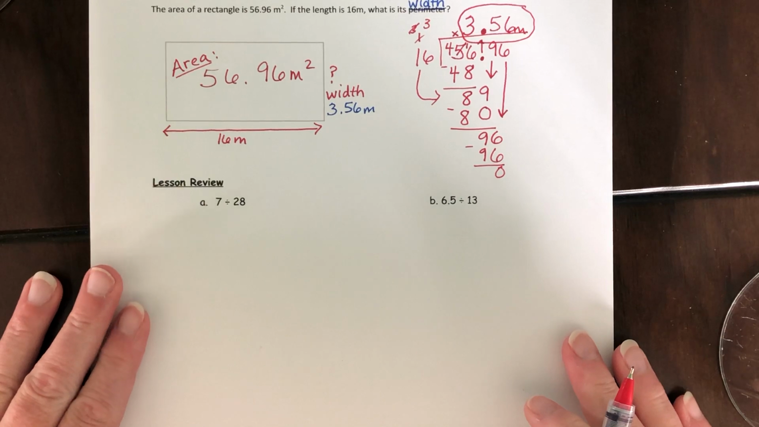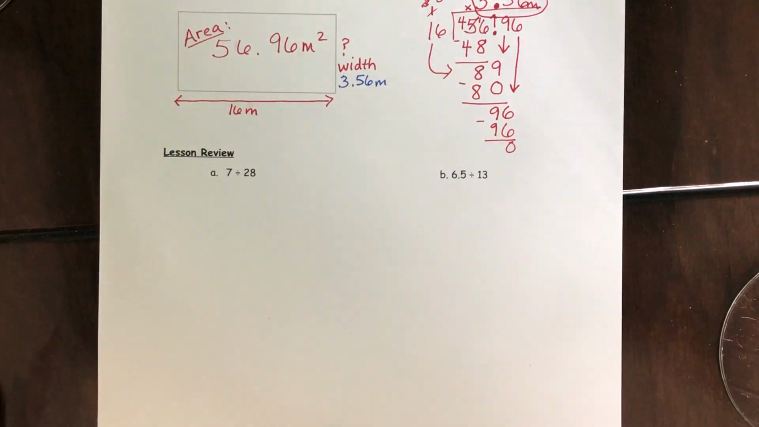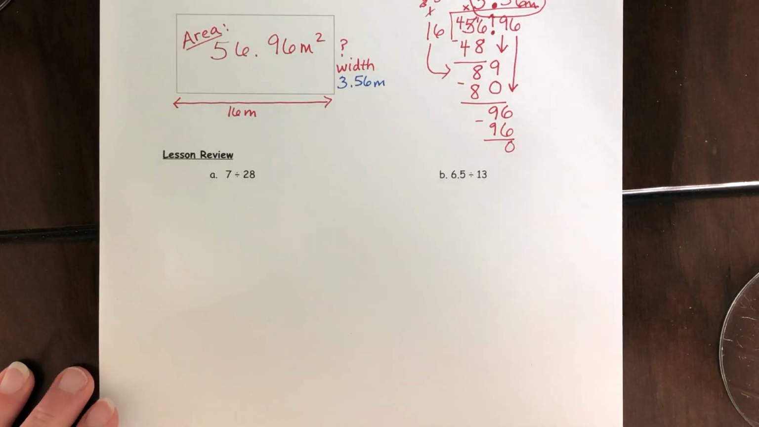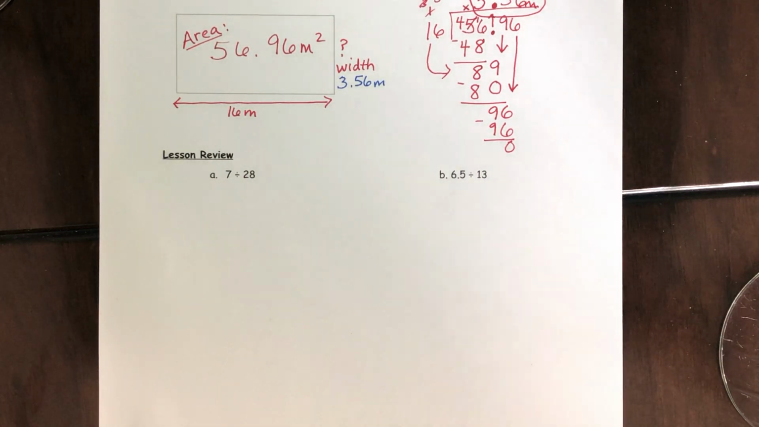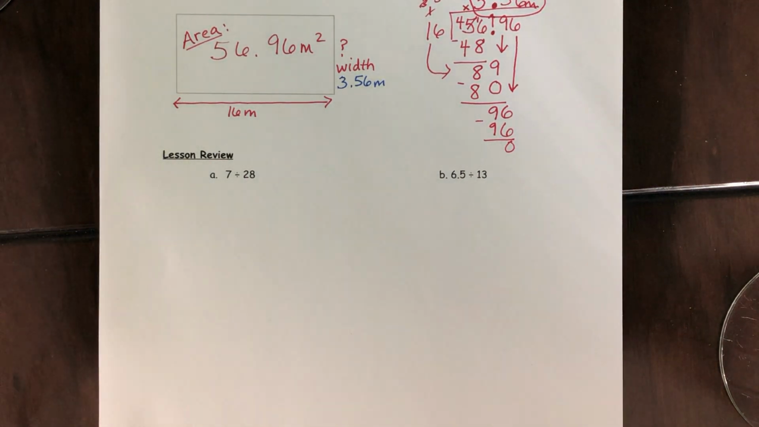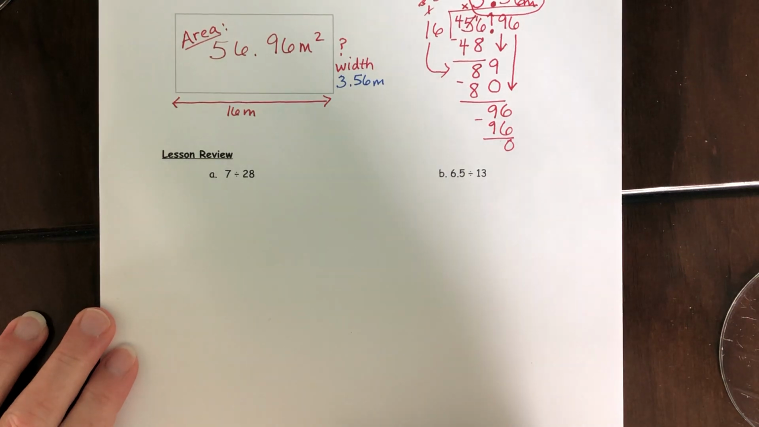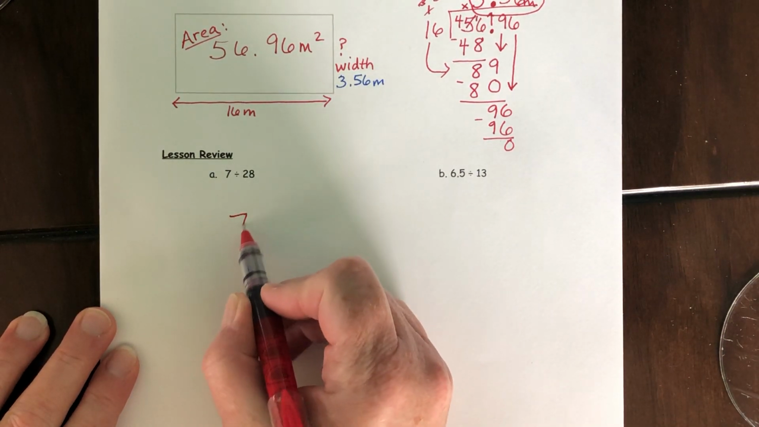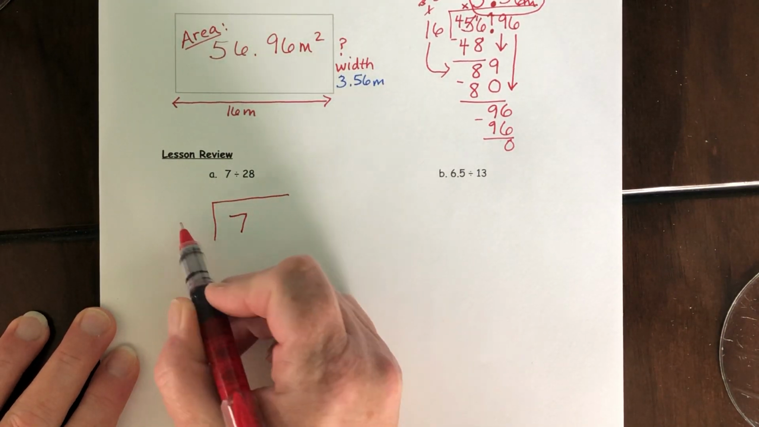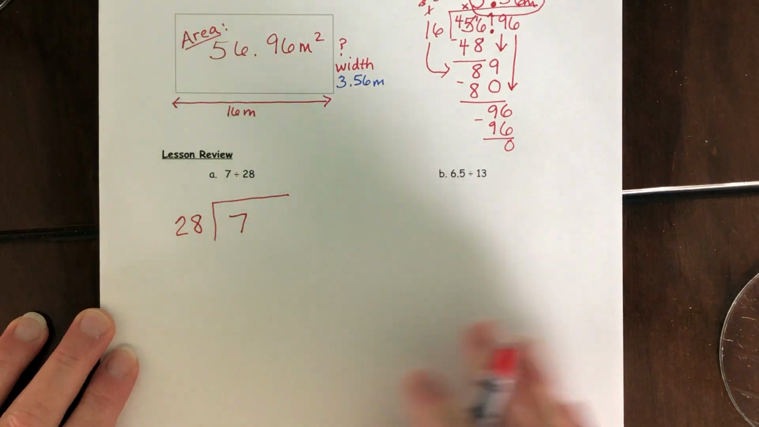The lesson review has 2 problems, and one of the things I want you to remember is exactly how to write out the problem. Which number is the dividend and which one is the divisor, because I remember from class that there were kids that wrote the problem backwards. So A says 7 divided by 28. So 7 divided by 28.